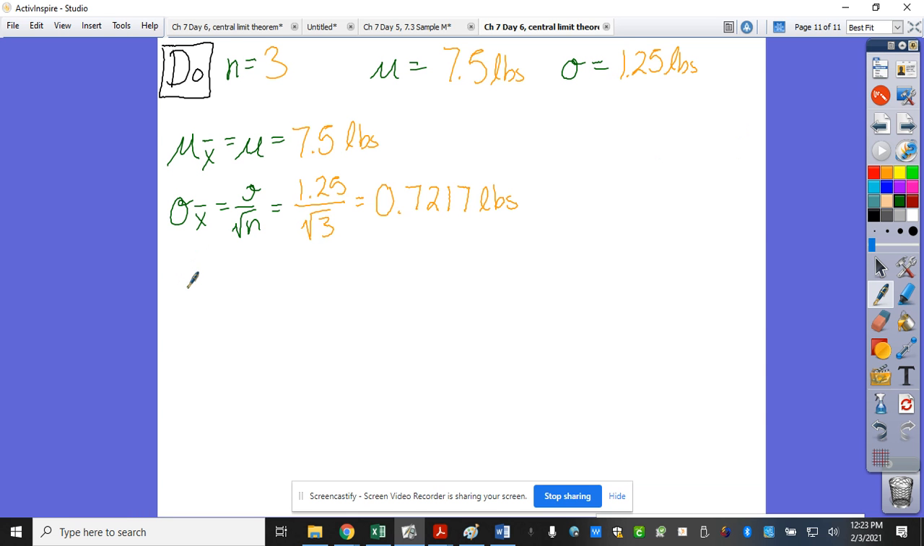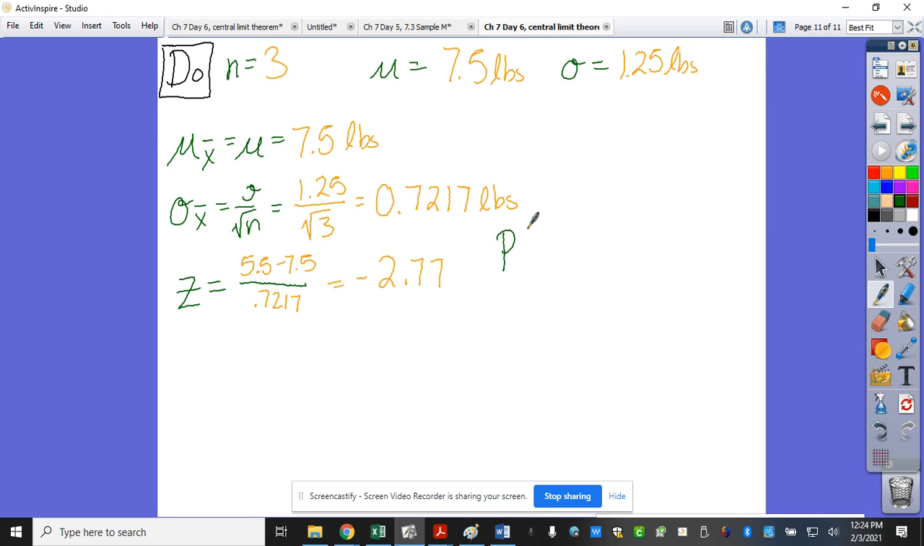And at this point, I now need to find out what? I'm probably going to get through do and stop. And I'm going to post this video. So if you pack up before I'm done, that doesn't bother me at all. So z equals, so what number goes on top? What minus what? 5.5 minus 7.5 divided by 0.7217, which is negative 2 divided by 0.7217, which is negative 2.77.